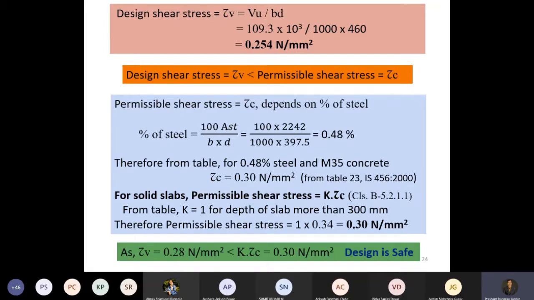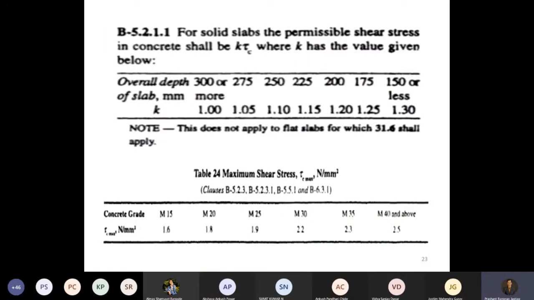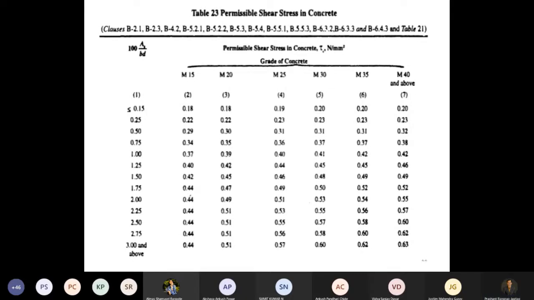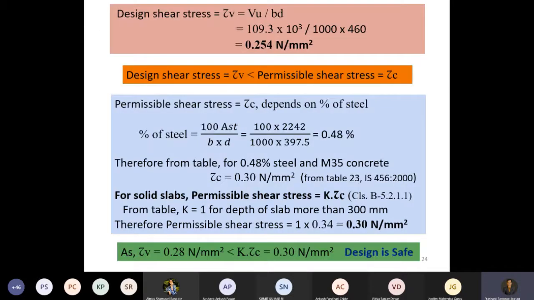It depends upon the percentage of steel, that is 100 AST by BD, 100 into 2242, that is AST provided as a main steel, divided by 1000 into D, which is 397.5. Just now it is calculated as 0.48%. So for 0.48% and M20 grade concrete, we have tau C value as 0.30 newton per mm square.